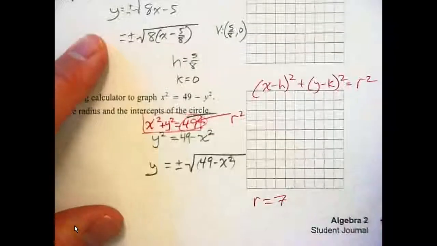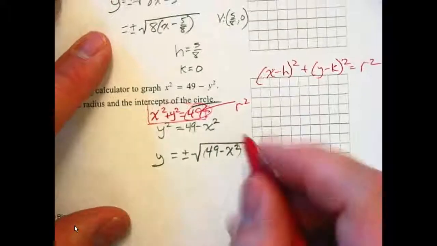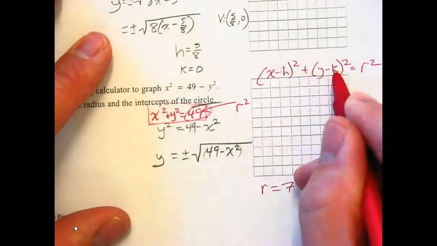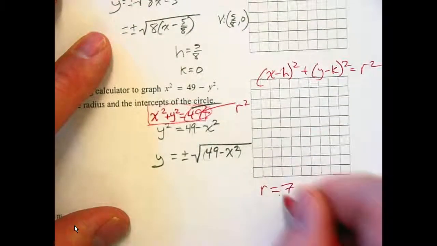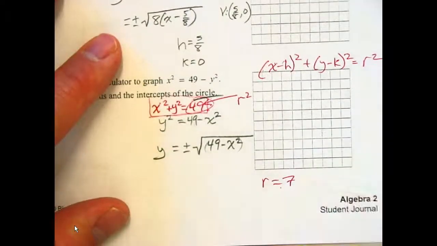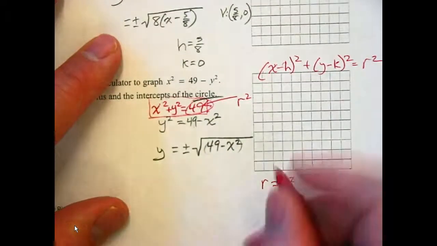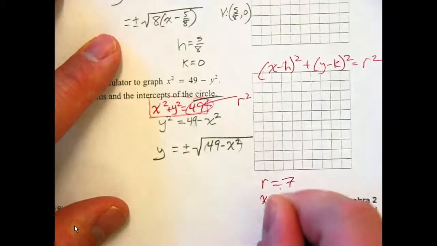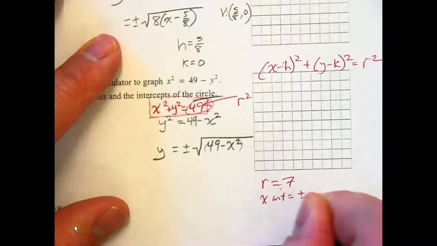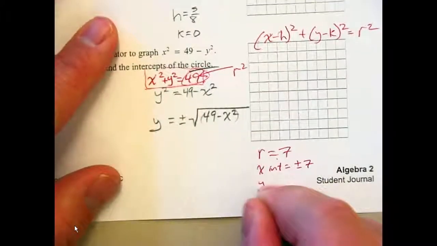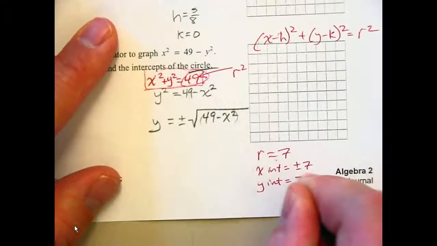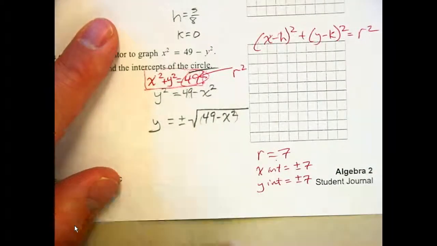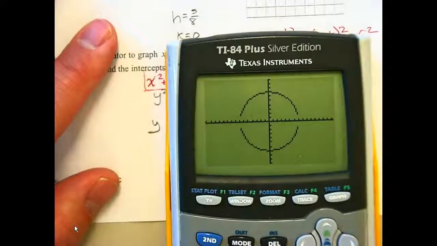What is the center of the circle? 0, 0. If the radius is 7, that means my x-intercept is plus minus 7. And y-intercept is plus minus 7. Because the circle hasn't moved from the center. We don't have any h and k values in there.